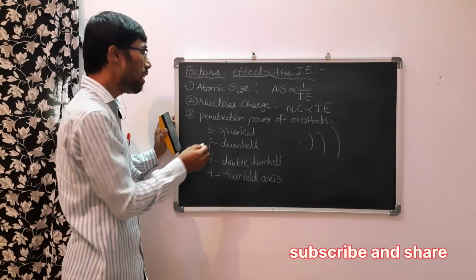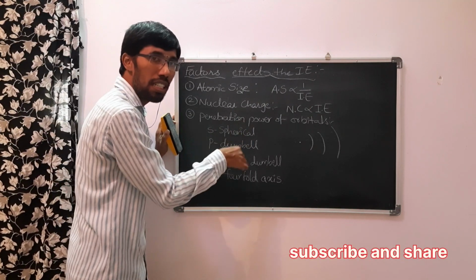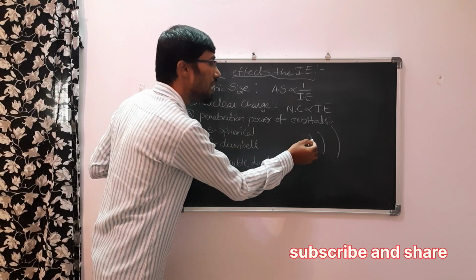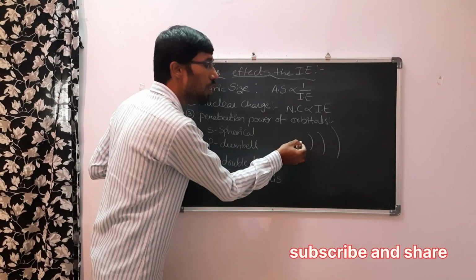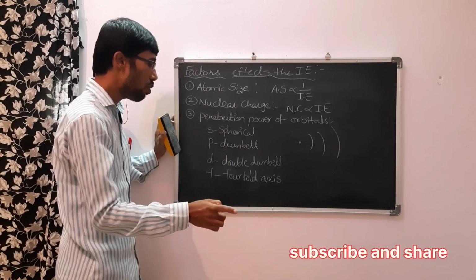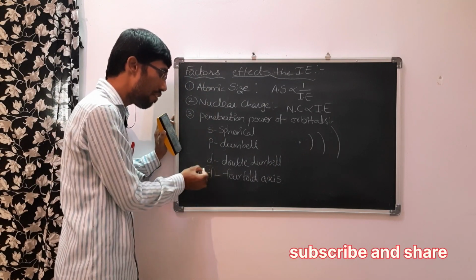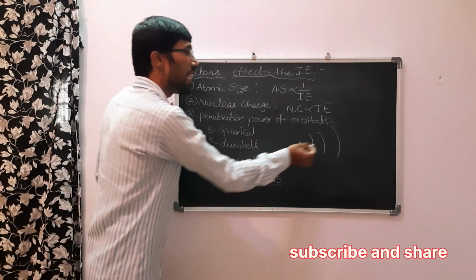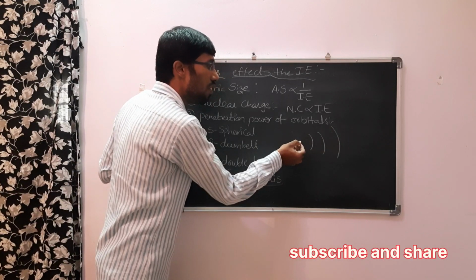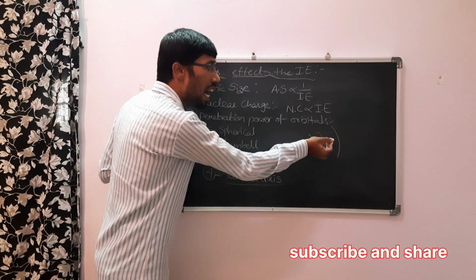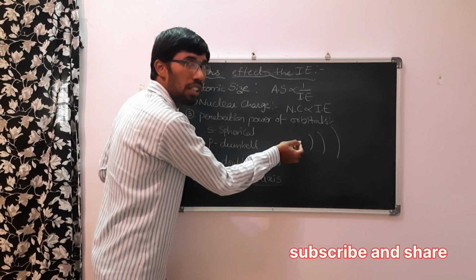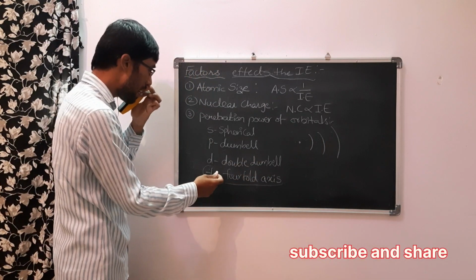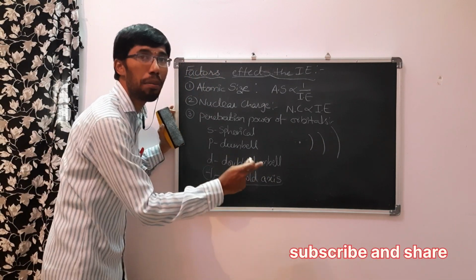Since the s orbital has a spherical shape, a valence electron present in the s orbital can easily be attracted by the nucleus. If the valence electron is present in the f orbital, due to its four-fold axis shape it cannot easily be penetrated or attracted by the nucleus. So we require less energy for the removal of an electron from the f orbital.